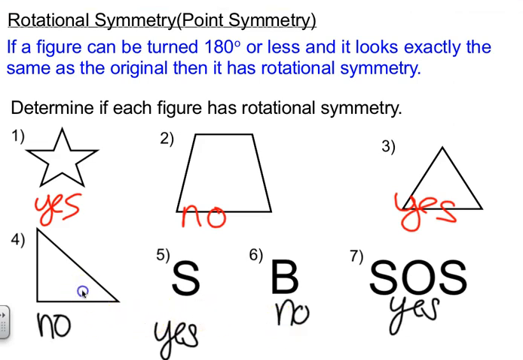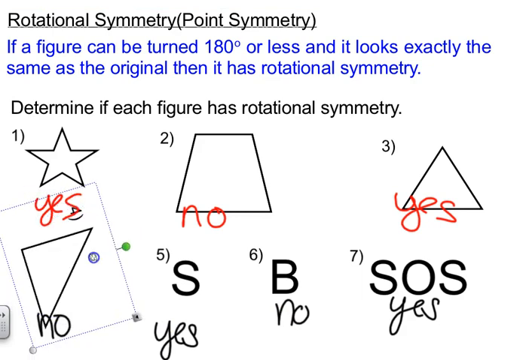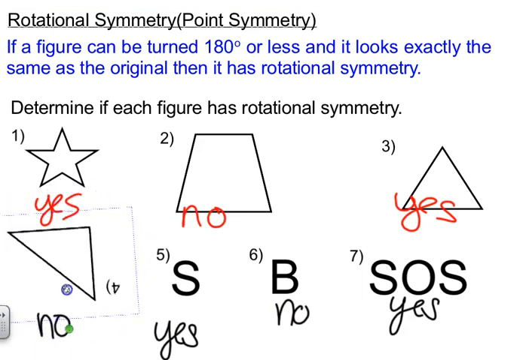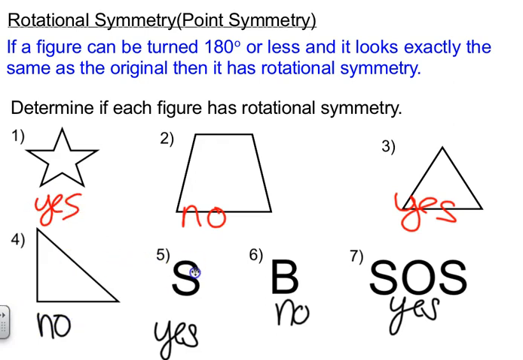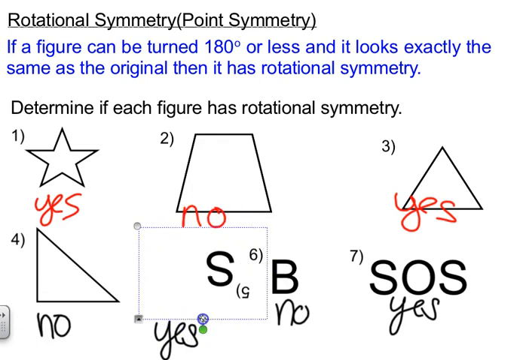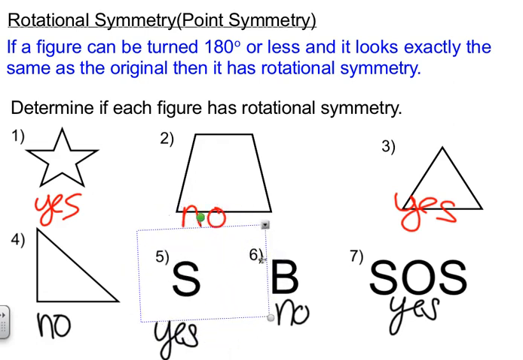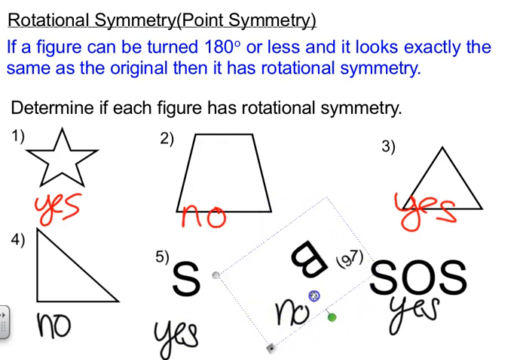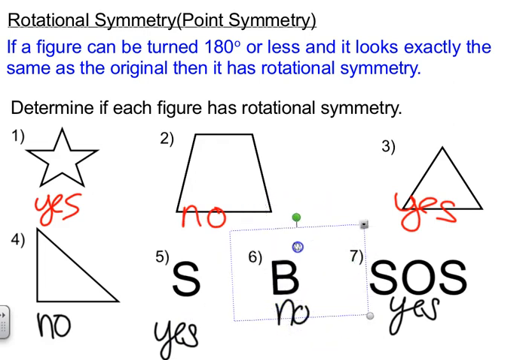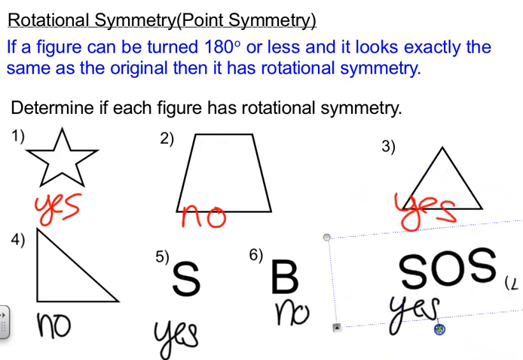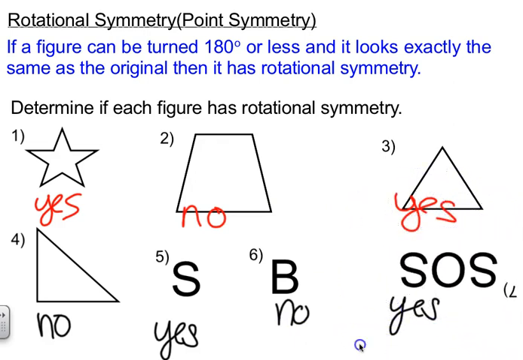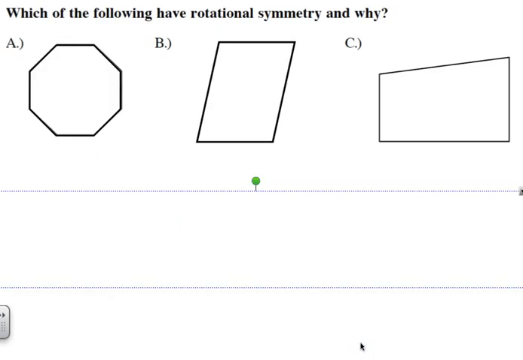No, yes, no. So this right triangle is tricky because you can't turn that and it still be a right triangle until you go all the way around. S is pretty cool. So if you turn S 180 degrees, you still have an S that you can read. B does not work. Can't read that B. But again, SOS works. So you can turn SOS 180 degrees and it will still say SOS. Okay. So that is rotational symmetry.